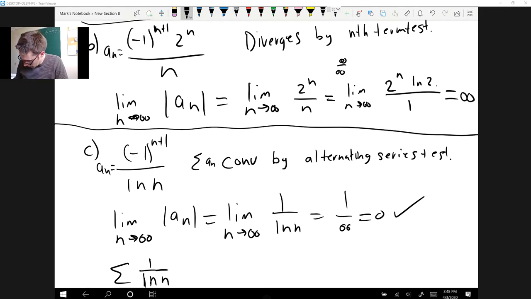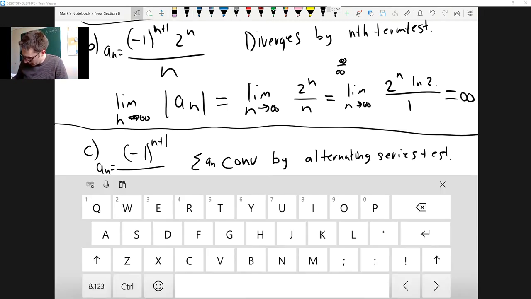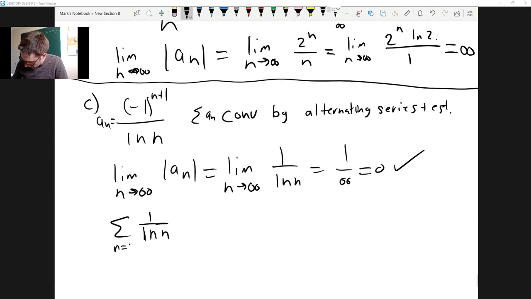And let's say that n is going to go from 2 to infinity. The reason I'm going to put a 2 there is because we would have division by 0 if we started with n equals 1. So 1 over log n, that is definitely not geometric. It's not a p-series. It's not telescoping. It also would be hard to integrate. So I'm going to suggest that we should look at a comparison test.